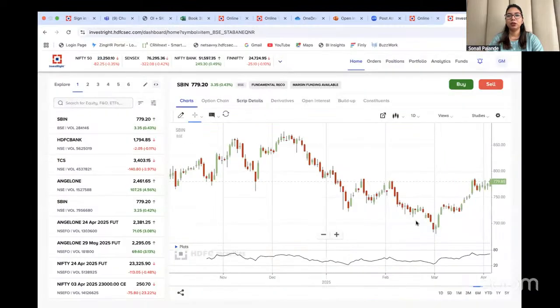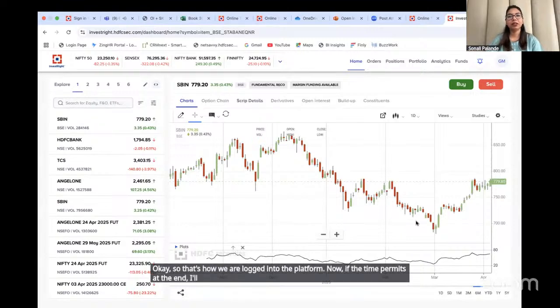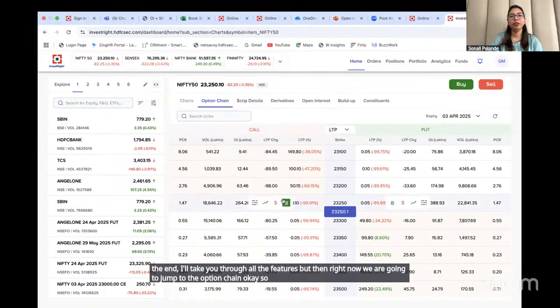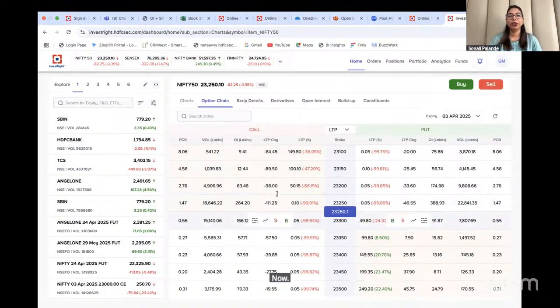Okay. So that's how we are logged into the platform. Now, if time permits, at the end I'll take you through all the features. But right now, we are going to jump to the option chain. As of now, we are going to Nifty's option chain. Now, this is how the option chain looks.